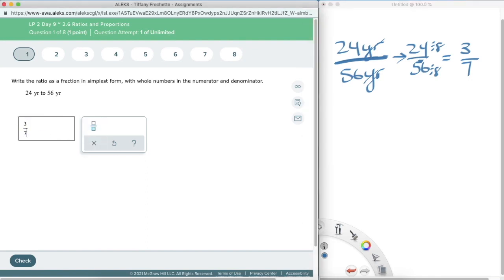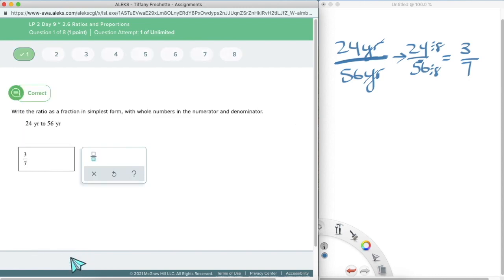And if you notice, if they wanted years on here, it would have either already been here or it would have been a clickable button. So that's how I know they want us to cancel those out since there's year on the top and year on the bottom. All right, next one.